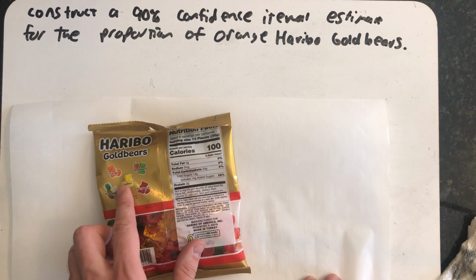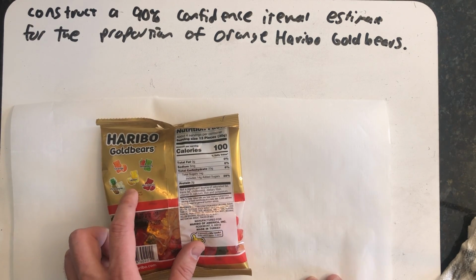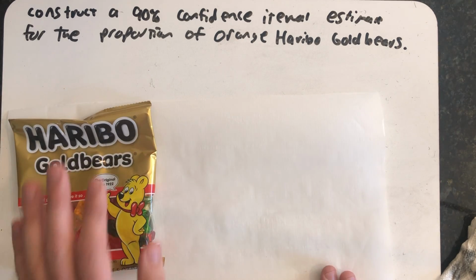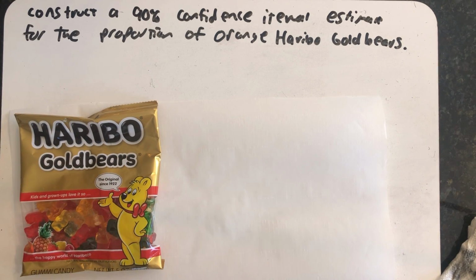And they come in the flavors of orange, strawberry, pineapple, lemon, and raspberry, and everyone knows the orange ones are the best. So I'm concerned with the proportion that are going to be orange, and I'm going to use this bag of these Haribo Gold Bears as my sample, and I'll get my sample data from it. So what will we need to know?